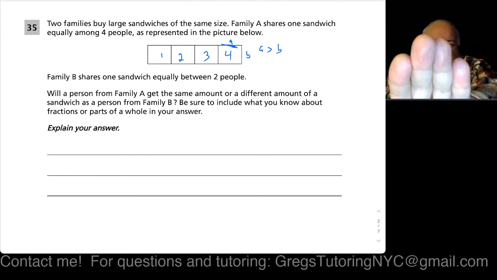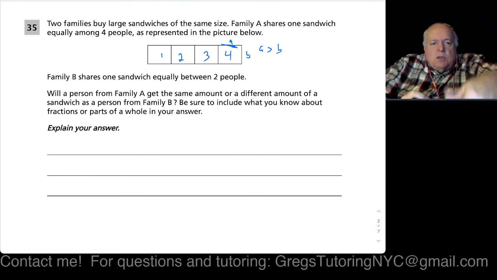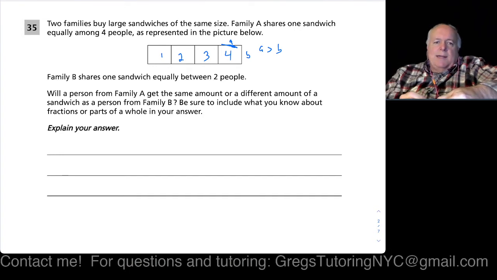Nope, they may actually be squares when I put my hand over it. All right, so we don't know, and we're going to go overboard in analytics to find that out. So 2 families buy large sandwiches, and let me get rid of this extra clutter I just put there, because it may not involve the question. 2 families buy large sandwiches of the same size.